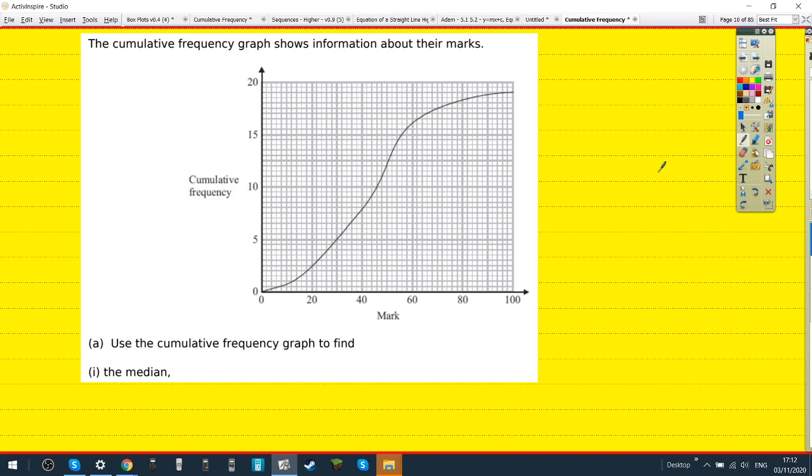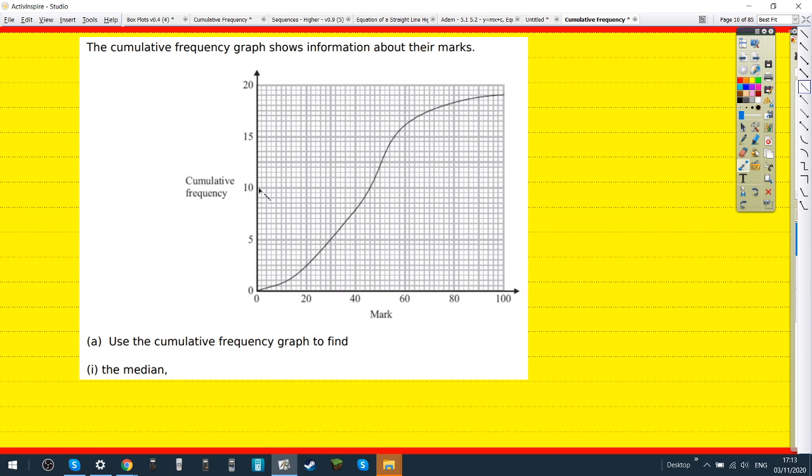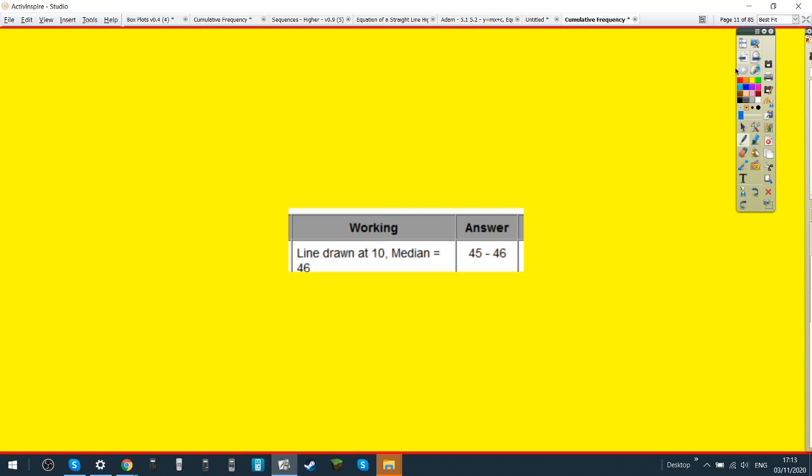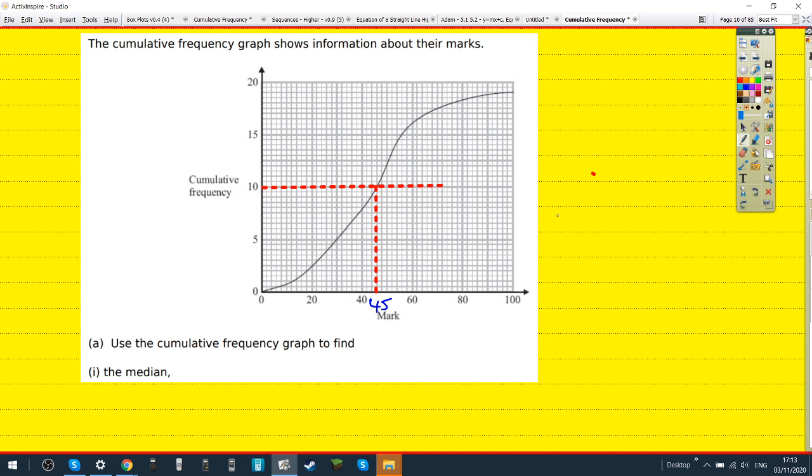Okay, so median 10. Median is 10. Yep. And then the mark for it would be around 40, 45 or 46. Let's just say 45. What was it actually? Okay, it's 46, I think. 45 to 46, yeah. And how'd you know it was 10?